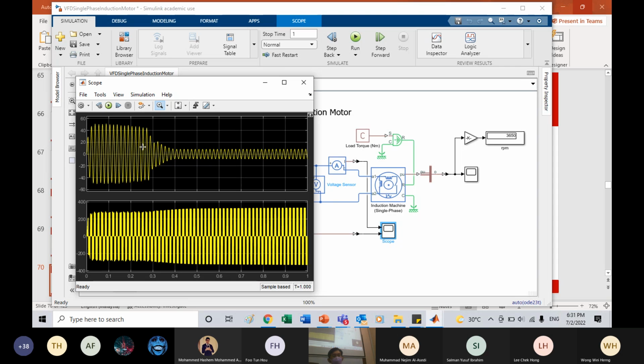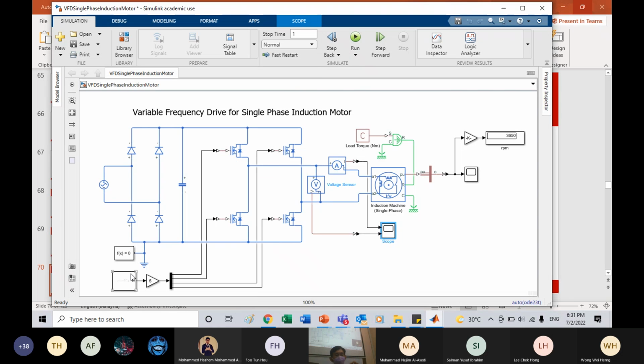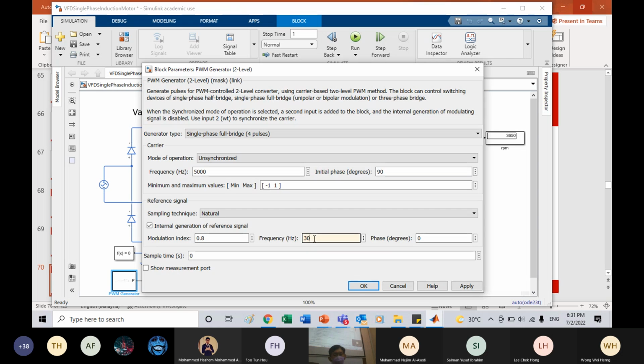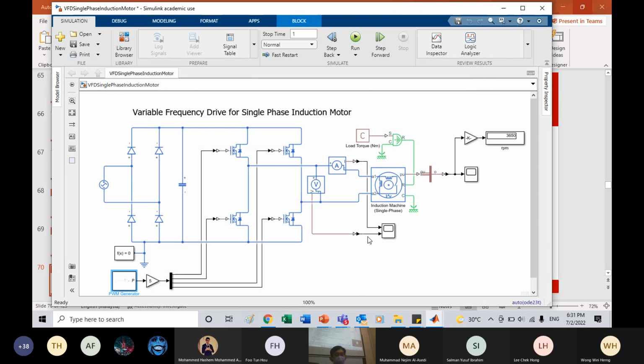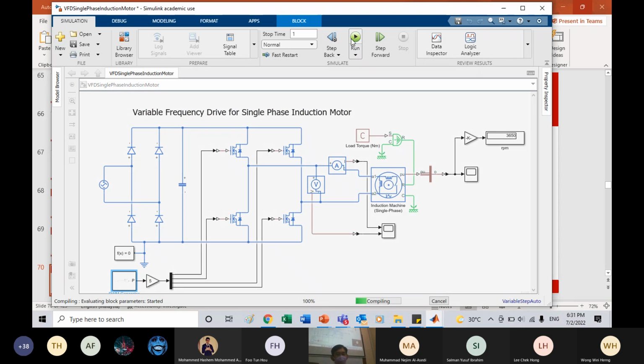But today what I want to show is how SPWM will contribute to produce sine wave current and how this is used in the industrial variable speed drive. Now you can change, let's say you want to run it at slower speed, you can change it to 30 hertz. You run.